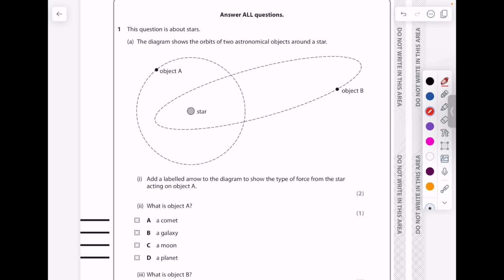This question is about stars. The diagram shows the orbits of 2 astronomical objects around a star. Add a labelled arrow to the diagram to show the type of force from the star acting on object A. So we know it's gravitational force, which is going to be acting towards the star. So we need to draw this and label it gravitational force.